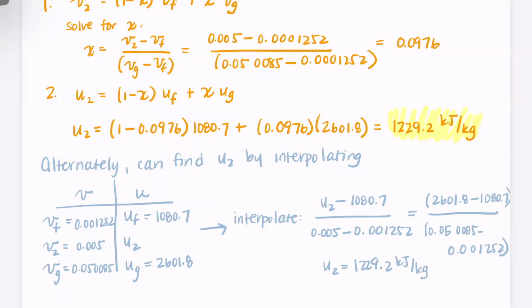If you're not specifically asked to find the quality, interpolation is a little quicker. If you're asked to find the quality, then you might as well do it that way. It's the exact same thing, right? Any questions on either of those ways? I don't expect you to do both on the exam. You can choose whichever one.